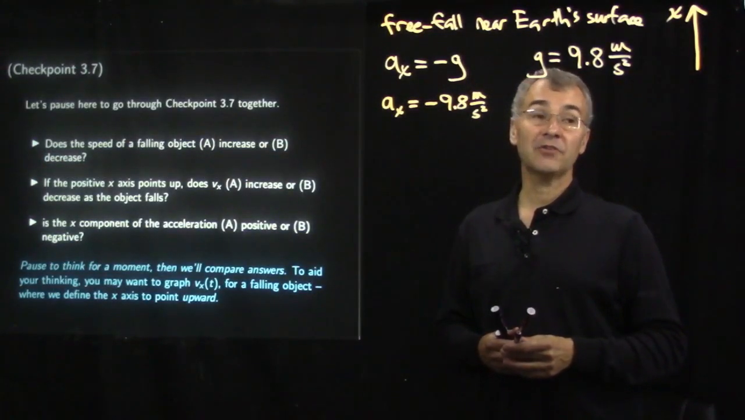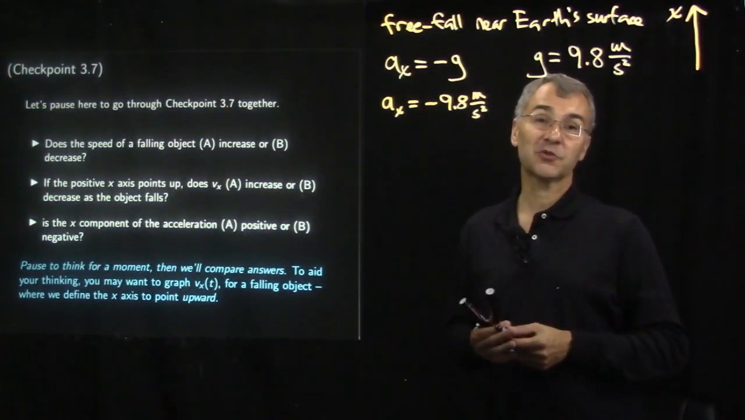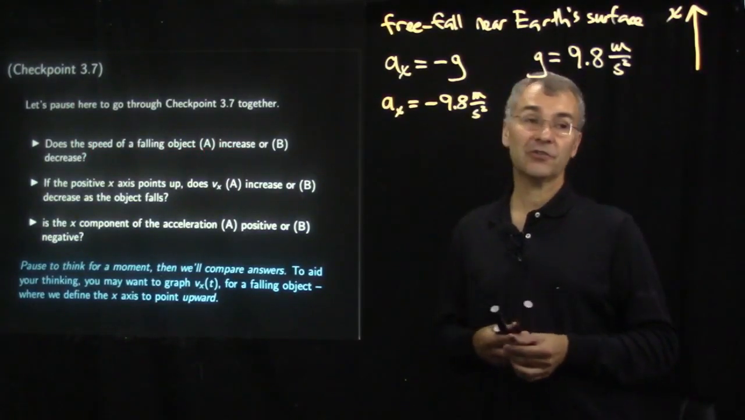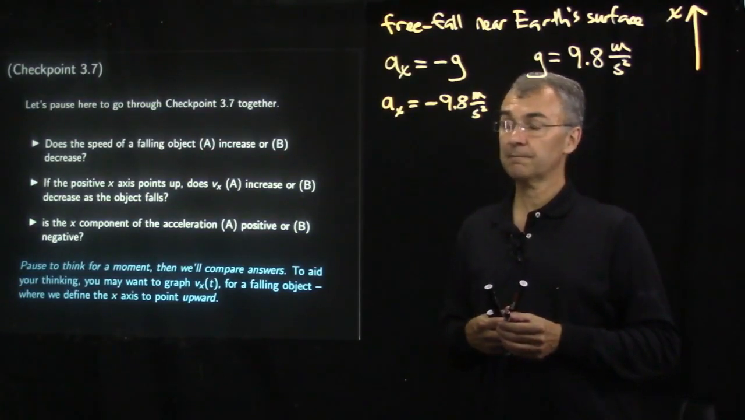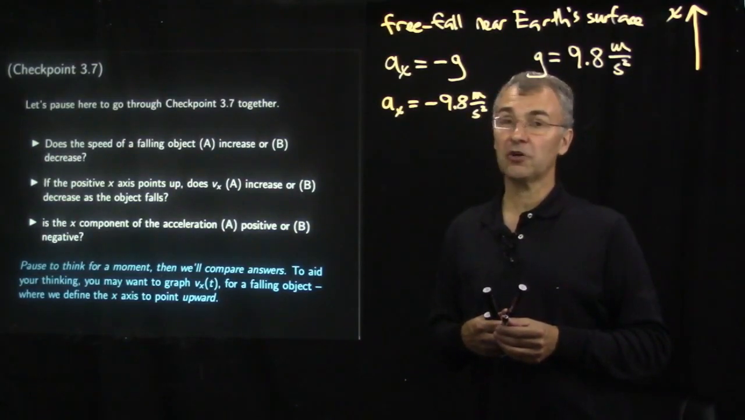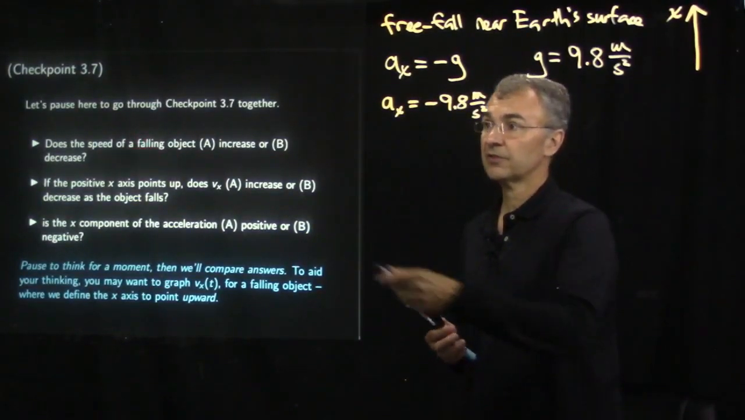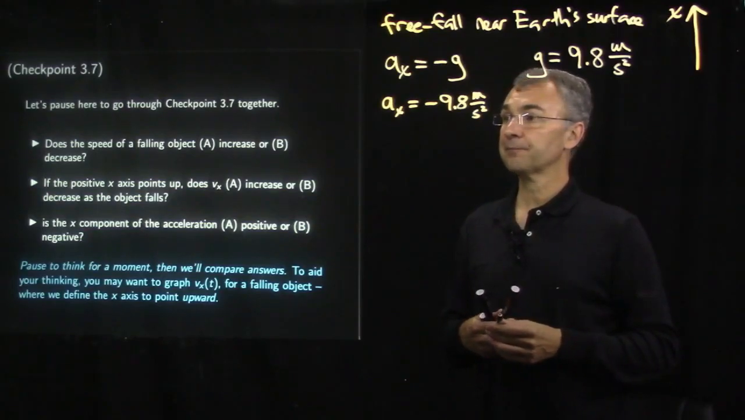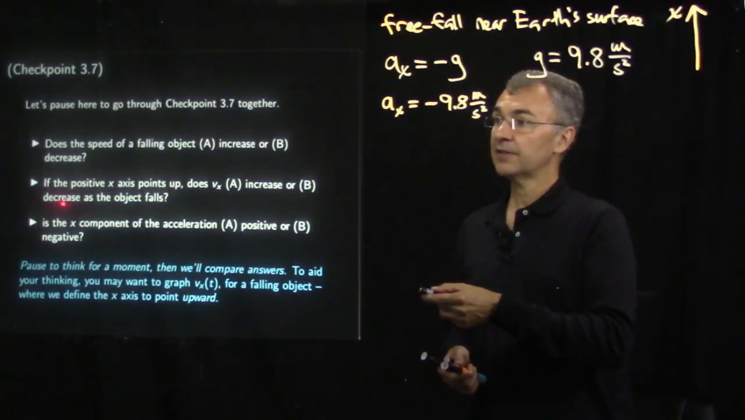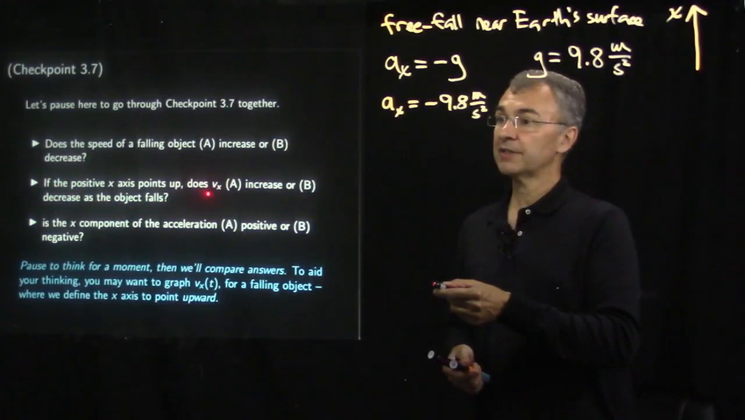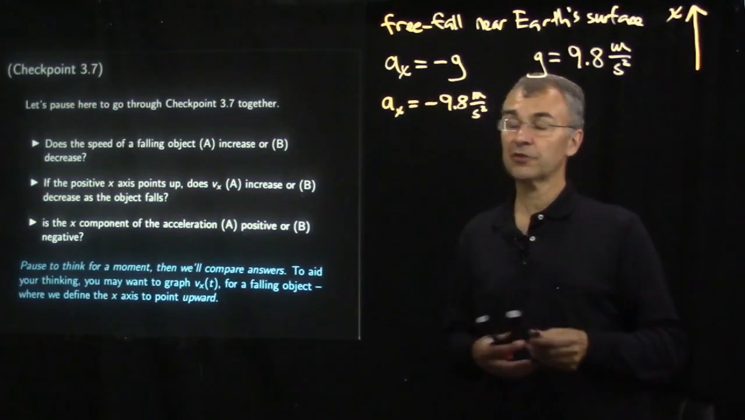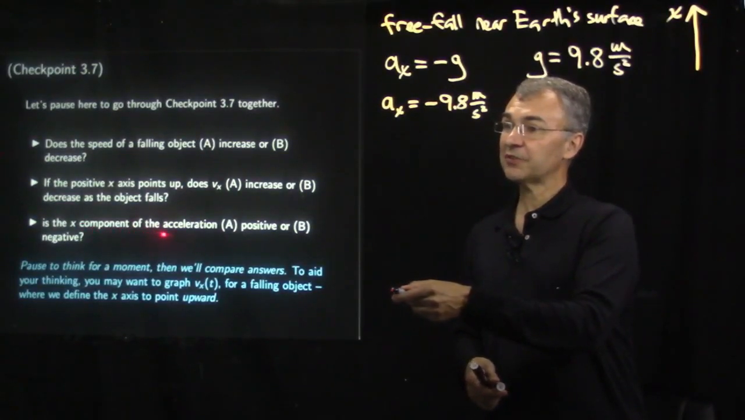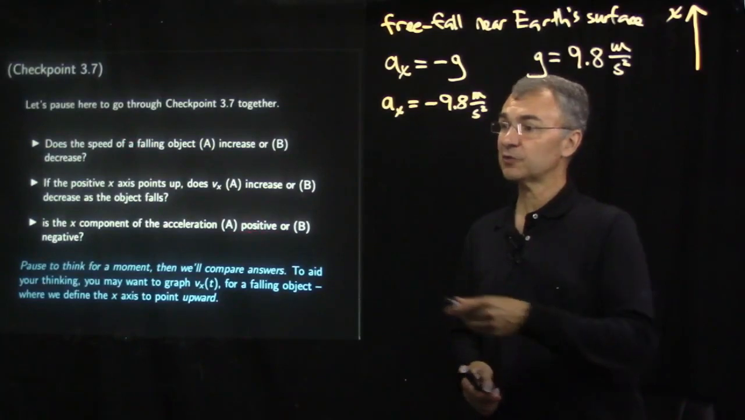Okay, you probably haven't seen checkpoint 3.7 yet, but let's go through it together right now anyway. Does the speed of a falling object increase or decrease? You should think about that for a minute. As an object falls, if it's falling, does its speed increase or decrease? And if the positive x-axis points up, does v sub x increase or decrease as the object falls? And is the x component of the acceleration for a falling object positive or negative?